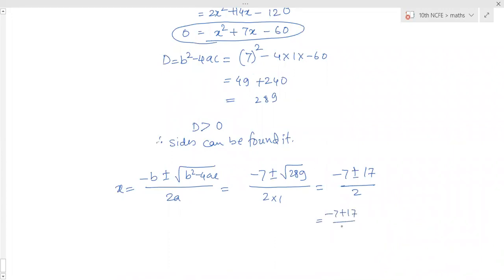No, ma'am, they have asked whether it is possible or not. So for possible or not, you need to calculate the discriminant value. Once the discriminant is calculated, I have continued with the factorization, this one method, the formula method.